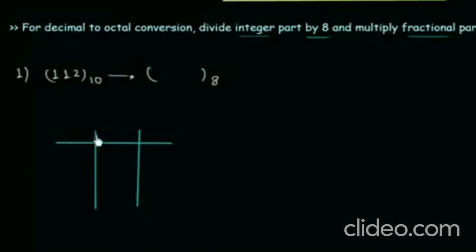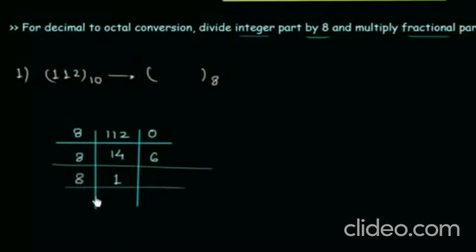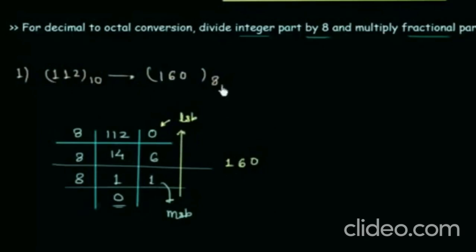We have to divide 112 by 8 because we have to divide the integer part by 8, and when you divide 112 by 8, the quotient is 14 and the remainder is 0. We will again divide 14 by 8 and we will have quotient as 1 and remainder is 6. 1 divided by 8, quotient is 0 and remainder is 1, and we will stop here. And this 1 here is MSB and this 0 here is LSB. So the number is 160. We have to start from bottom and we have to go up, right? So 160 is the octal number which represents 112 in decimal. 160. This is the answer.